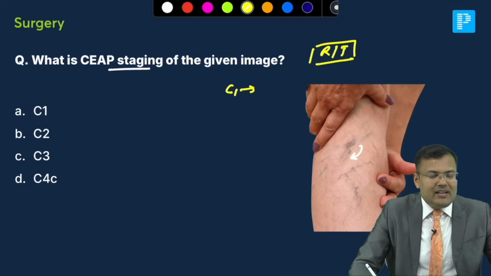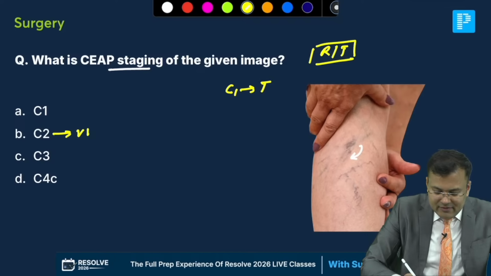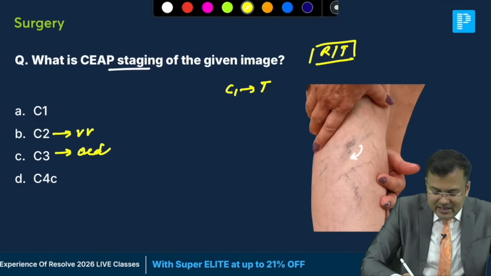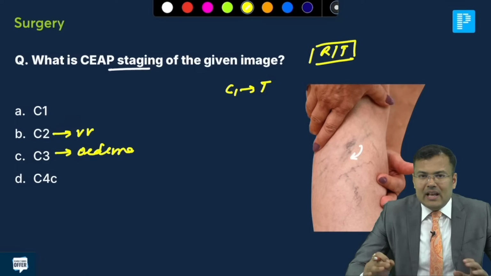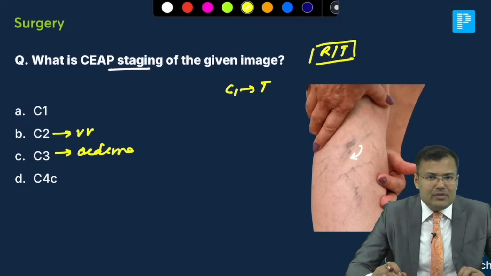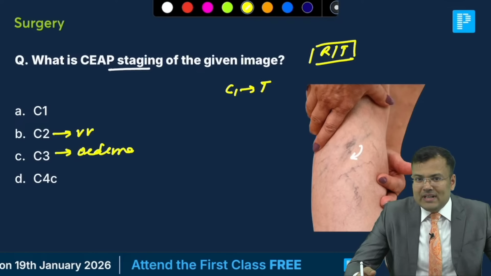ठीक है, याद करने का आसान क्या तरीका है, C0 मतलब nothing is there, C1 में there is telangiectasia, in C2 there is varicose vein, in C3 there is edema, in C4A there is pigmentation, C4B lipodermatosclerosis, C4C it is corona phlebectasia, and what is 5, healed ulcer, and what is 6, open ulcer or open wound.